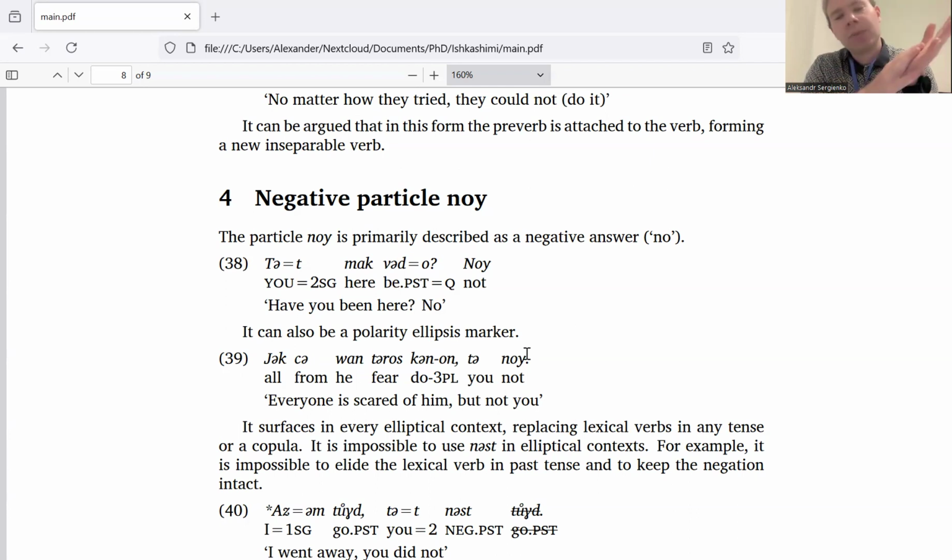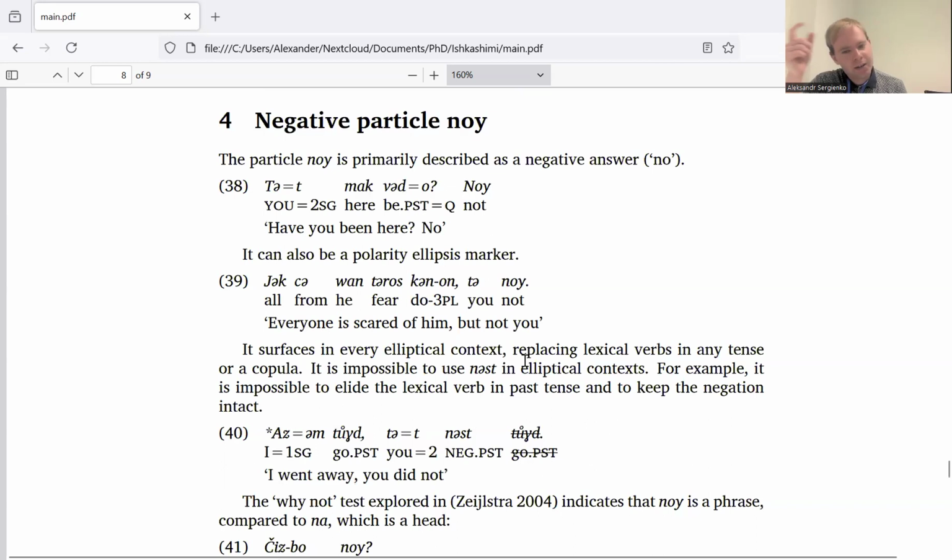So this noi may replace lexical verbs in any tense. It can replace the copula, right? So it's really this universal elliptical tool used in Ishkashimi. It's impossible to use nist in elliptical context. So, for example, if I were to elide the lexical verb in past tense and to keep the negation intact, I would not use nist. Let's look at the example 40. For me, it's kind of natural to use nist if I was constructing my own Ishkashimi language, but it's not permitted.